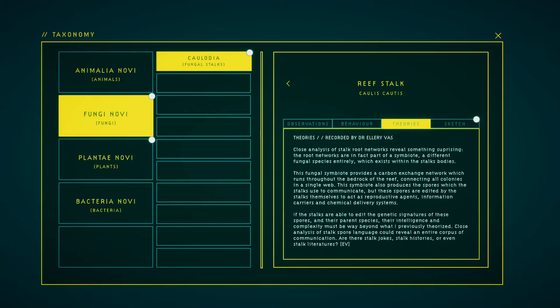Close analysis of stalk root networks reveals something surprising. The root networks are in fact part of a symbiote, a different fungal specimen entirely, which exists within the stalk bodies. This fungal symbiote provides a carbon exchange network which runs throughout the bedrock of the reef, connecting all colonies in a single web. This symbiote also produces the spores which the stalks use to communicate, but these spores are edited by the stalks themselves to act as reproductive agents, information carriers, and chemical delivery systems. If the stalks are able to edit the genetic signatures of these spores and their parent species, the intelligence and complexity must be way beyond what I previously theorized. Close analysis of stalk spore language could reveal an entire corpus of communication. Are there stalk jokes, stalk histories, or even stalk literatures?